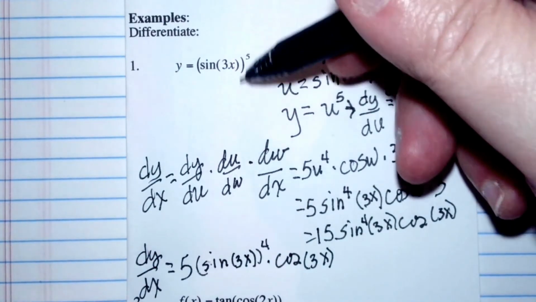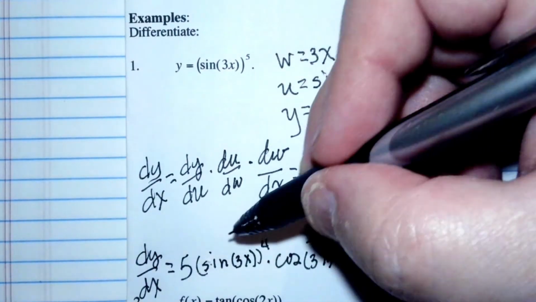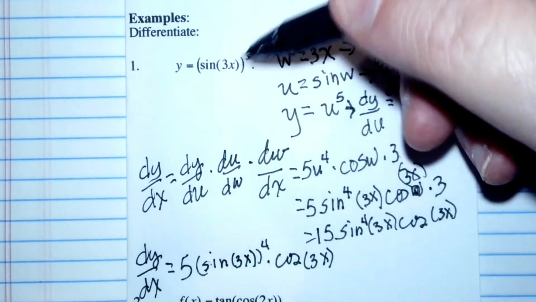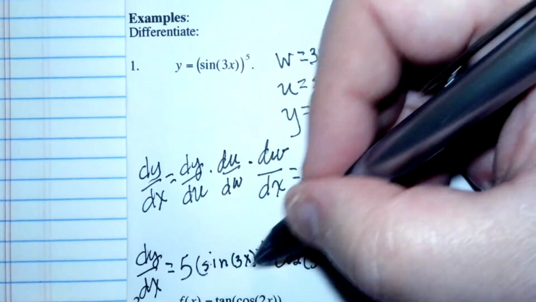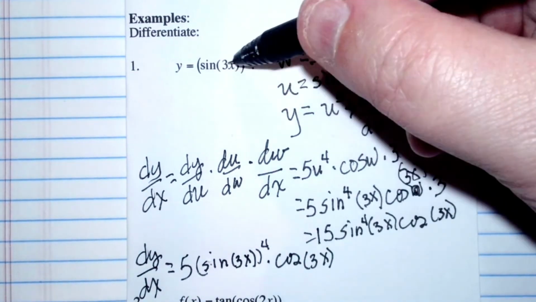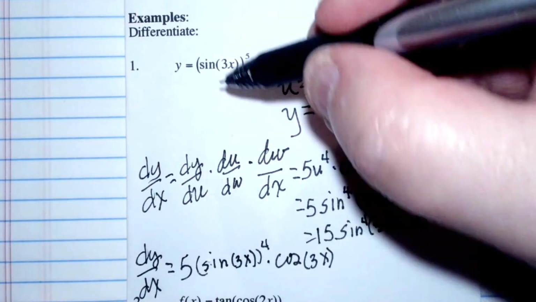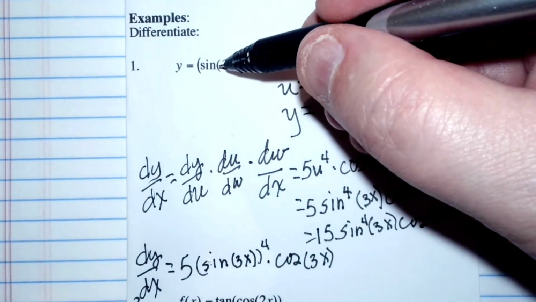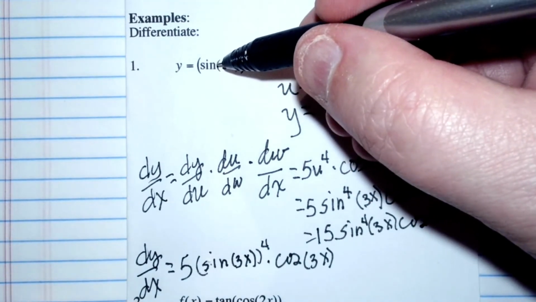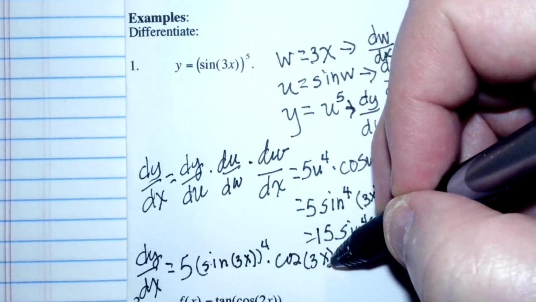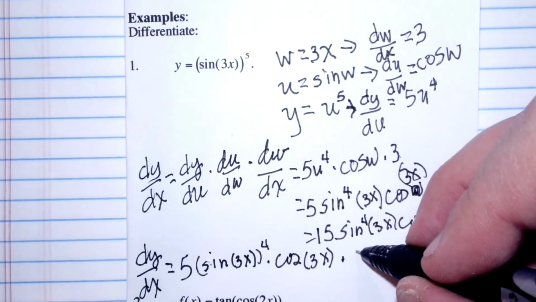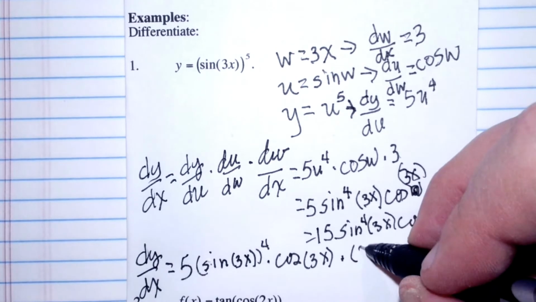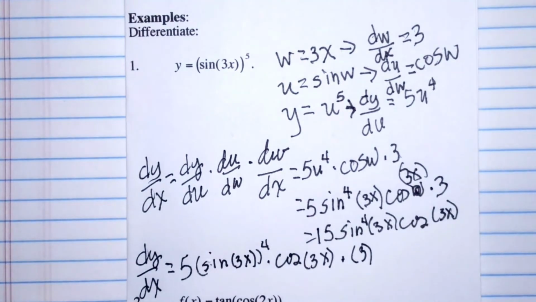So you're only differentiating one function at a time. When I differentiated the something to the 5th power, I brought the 5 down and had something to the 4th. I did not differentiate this function. I left it alone. When I came down to the middle level function, I differentiated the cosine, but I left the 3x alone. Now it's the 3x's turn. We'll differentiate the innermost function, and that's 3. And that's the same thing we got up above.